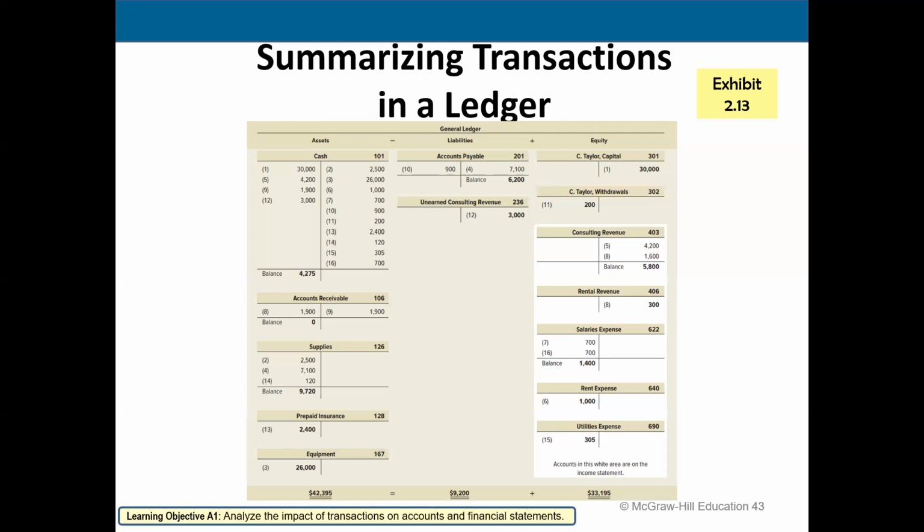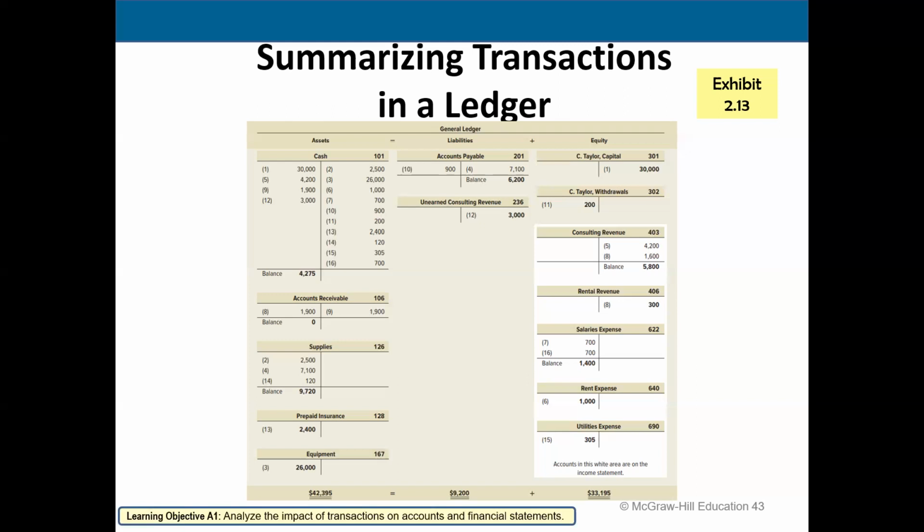And then finally, our equity accounts. Those accounts that increase our equity, so the capital account and the revenue accounts, we would expect those to have balances on the credit side, because that's the normal side, or the side that increases those. And there you can see the C. Taylor Capital has a credit balance of $30,000, and the consulting revenue has a credit balance of 5,800, and the rental revenue has a credit balance of 300.